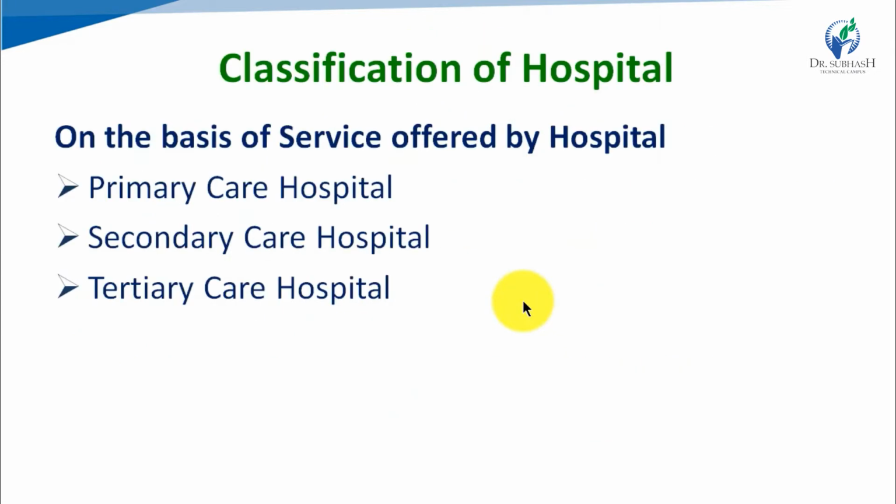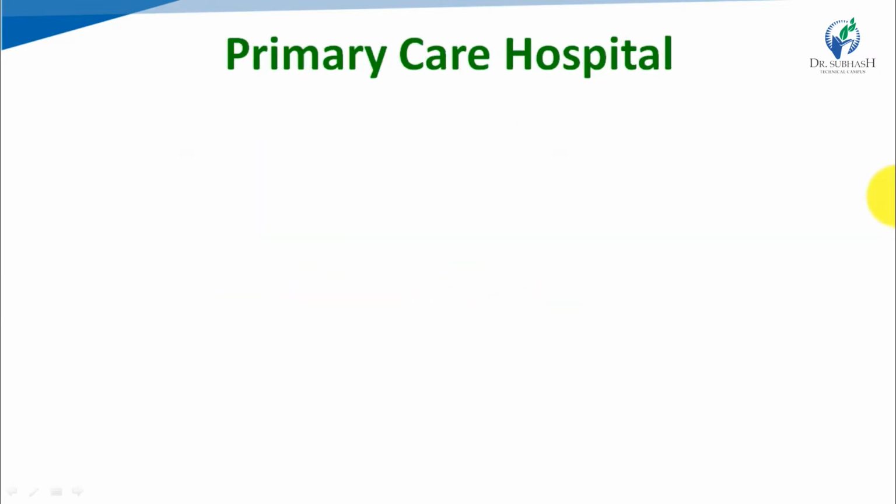Then, classification of hospitals on the basis of the service offered by the hospital: we can say they are divided into three different categories. First one, the primary care hospital. Second one, secondary care hospital, and third, tertiary care hospital. So we will understand this one by one. First one, primary care hospital.